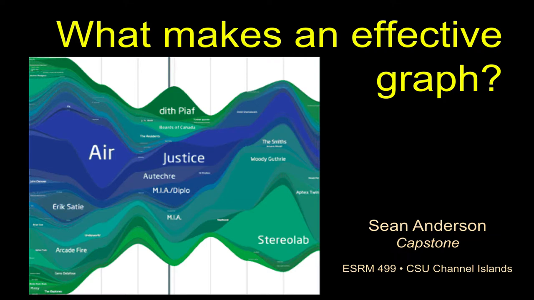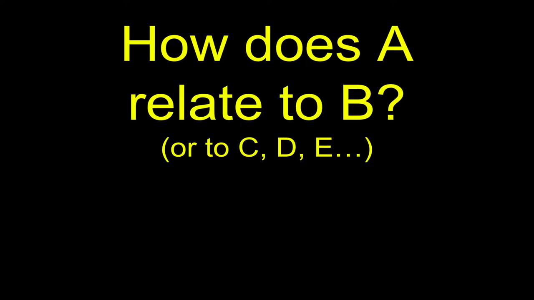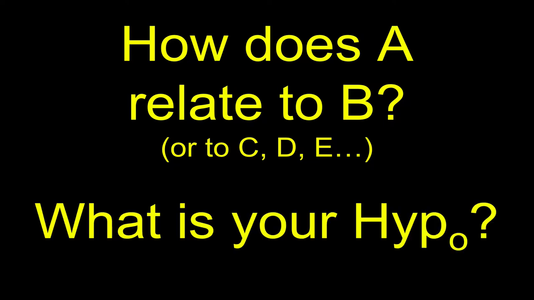Okay, let's talk a little bit about effective graphing and some general approaches to doing this. Essentially, as we've talked about, you want to relate a thing to another thing, or perhaps one thing to another thing to another thing and another thing. Another way of saying that is, what's your hypothesis? I want to test my hypothesis. Again, does factor X influence response Y?